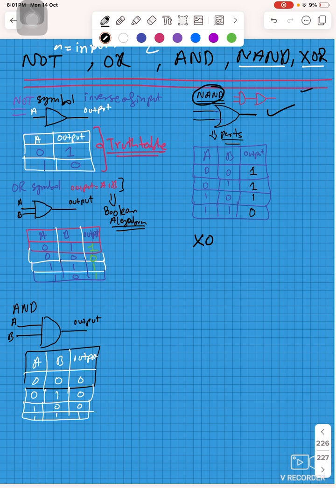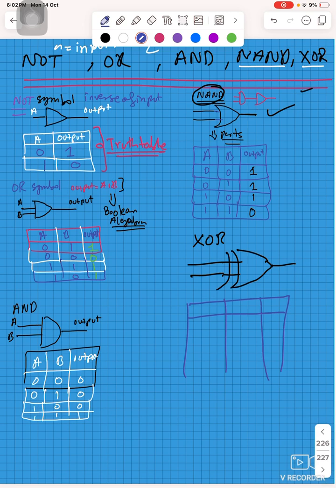And the XOR gate is the last one we'll study. I think I'm missing one gate. Yes, I didn't talk about the NOR gate. It's the combination of NOT and OR. Okay, so the XOR gate is exclusive; it has the word exclusive in it.